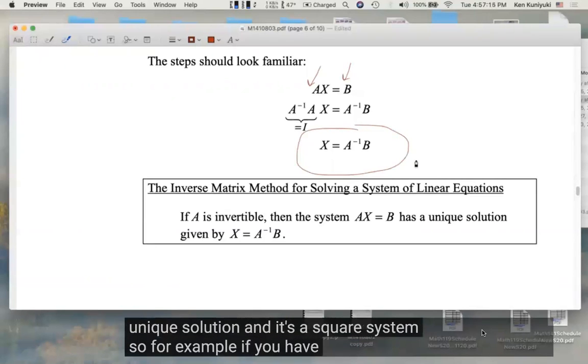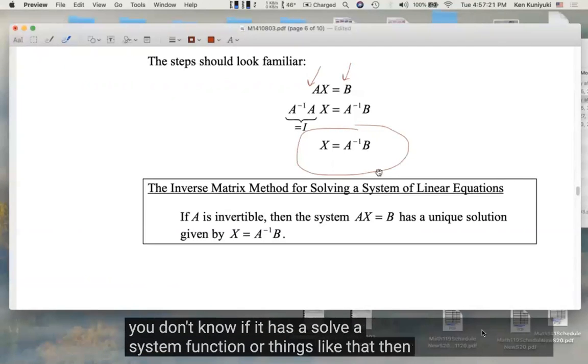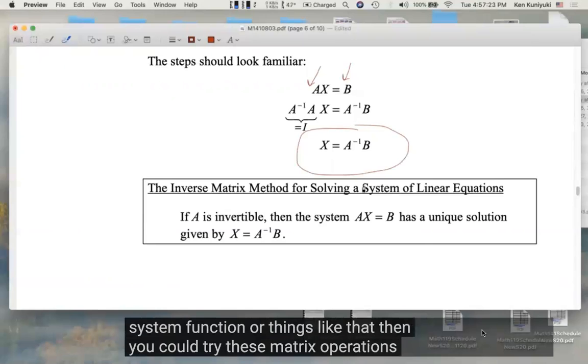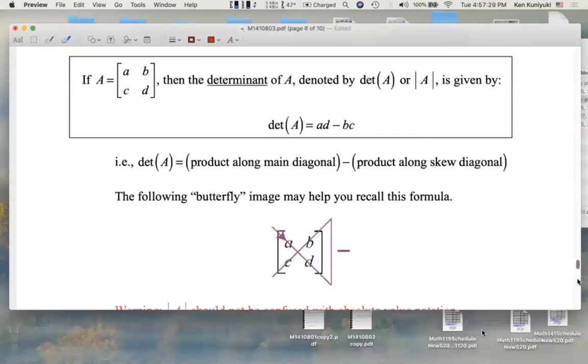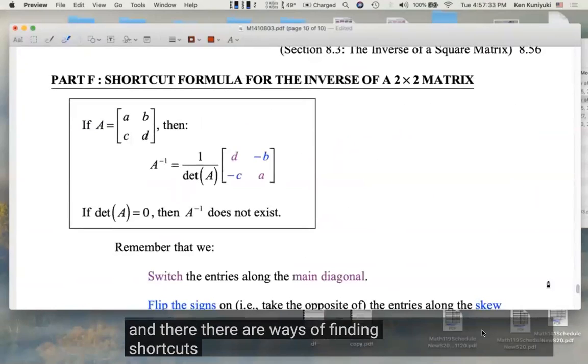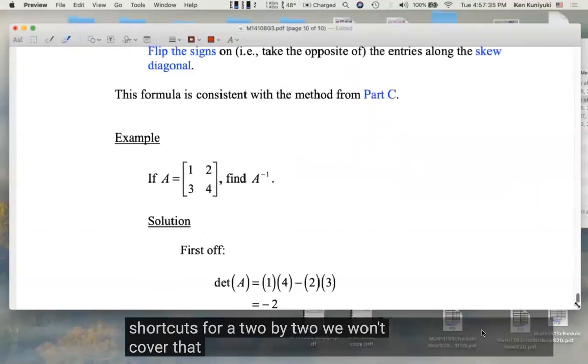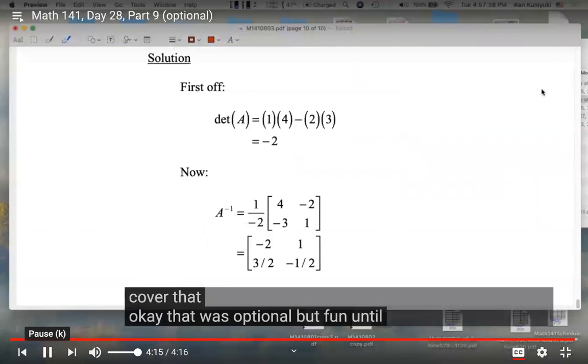So for example, if you have software and you don't know if it has a solve-a-system function or anything like that, then you could try these matrix operations. And there are ways of finding shortcuts for a 2x2. We won't cover that. Okay, that was optional, but fun.